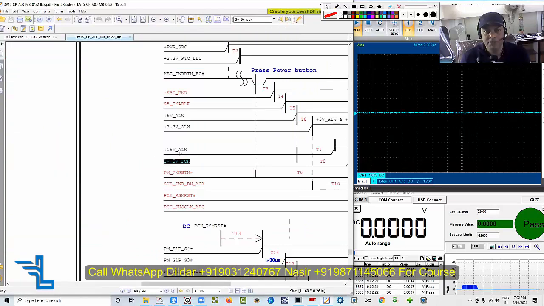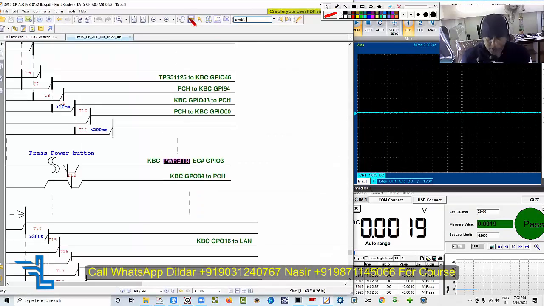Most of the time we just check 3 volt and 5 volt, and we say that 3.3 and 5 volt is absolutely okay. So, power button. Now let's check the power button, PWRBTN. Let's move to the power button, and this has the 10 millisecond debounce logic.